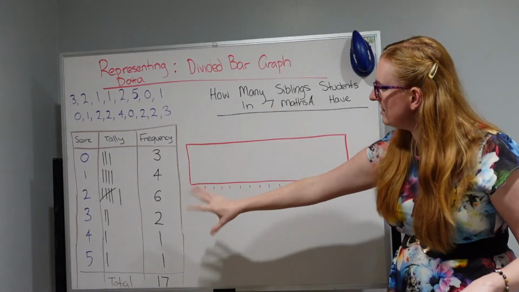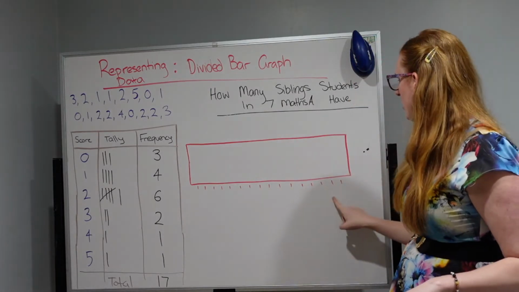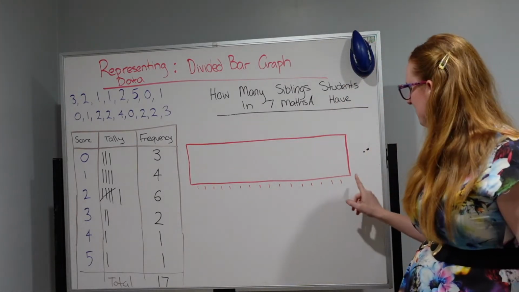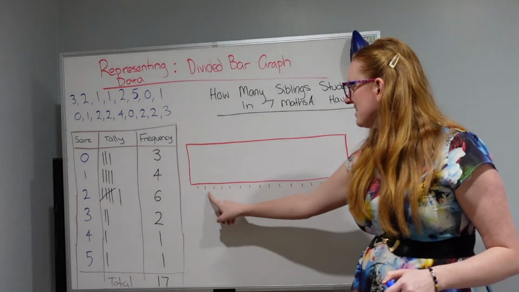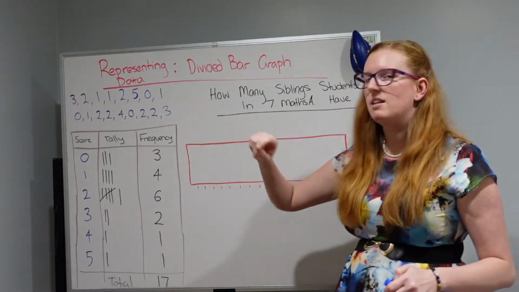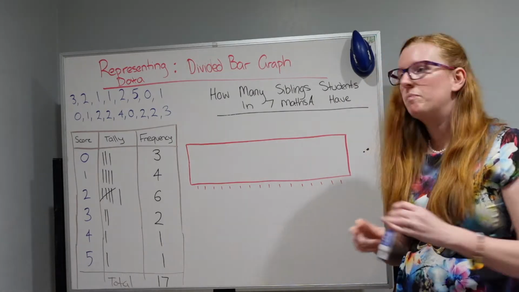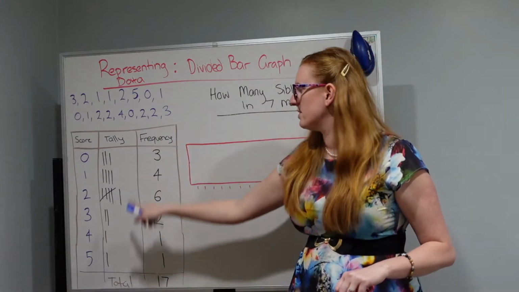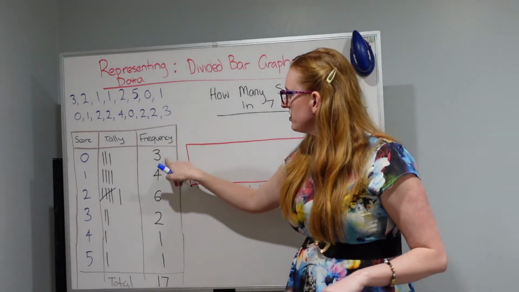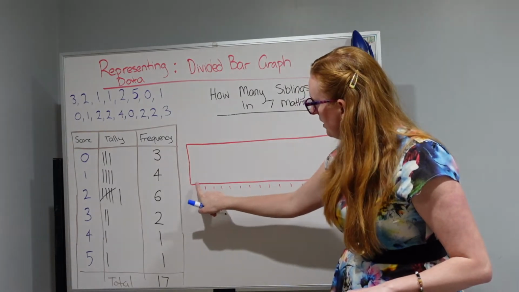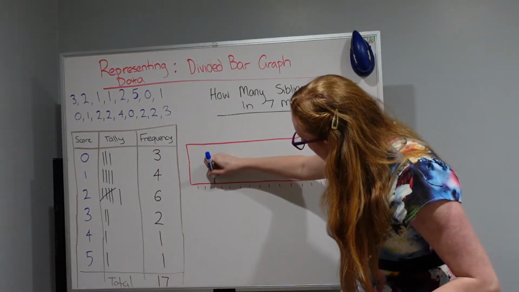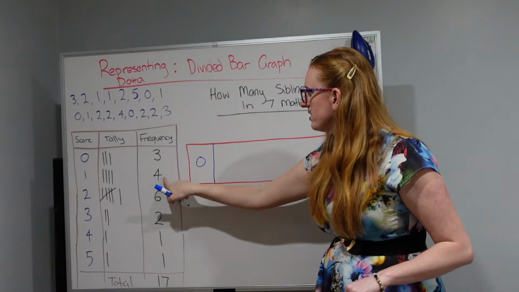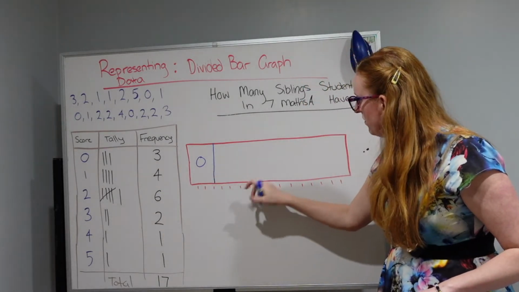So here I've got my bar, and these little lines underneath, I have broken the bar up into 17 pieces, I suppose, because I put 16 little lines, which will give me 17 slices of, not pie, but the bar. And I'm just going to allocate the correct number of slices to each of these scores. So, for example, the score 0 has 3, so it needs 3 slices. So 1, 2, 3. So I'm going to draw a line up here. So that's 0. Okay, and then 4 slices for the next one. So 1, 2, 3, 4.